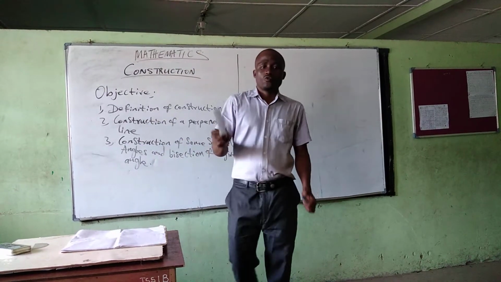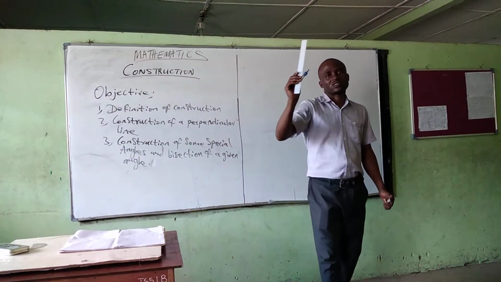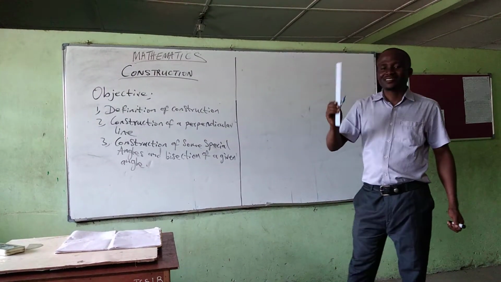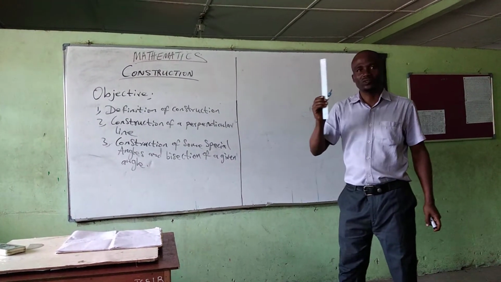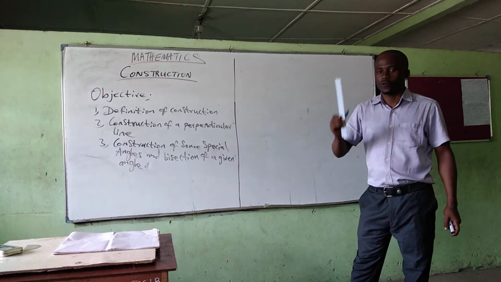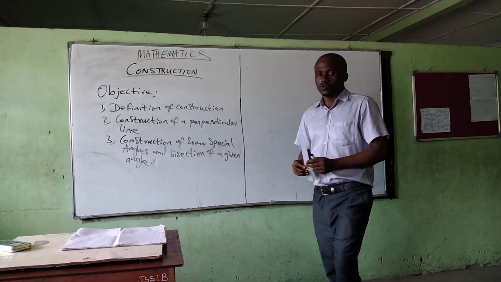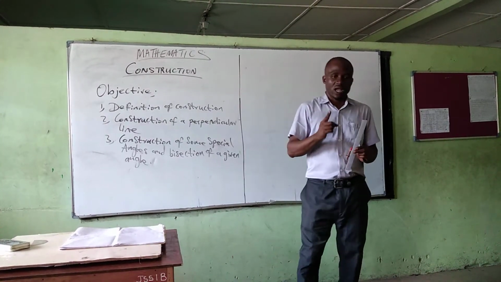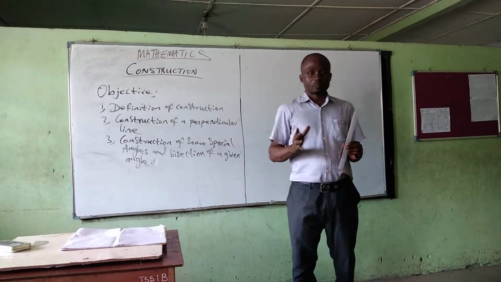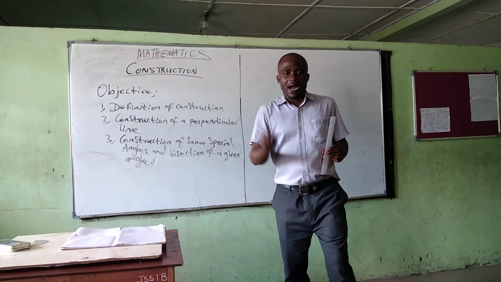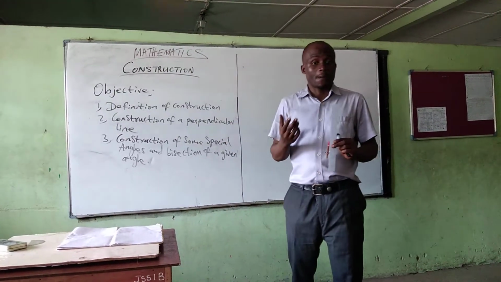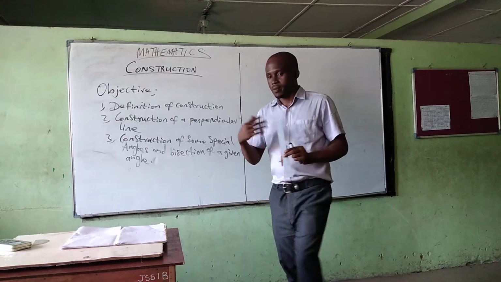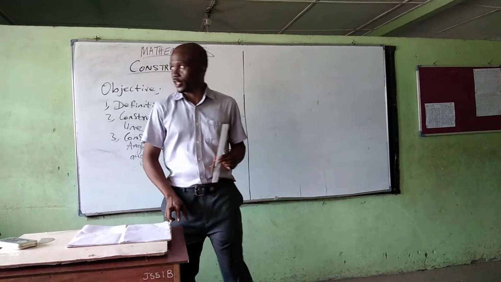It means when you're constructing, these 3 things I'm holding now are the basic, necessary things you're supposed to use for your construction. So once again, construction in geometry simply means to draw shapes, angles or lines accurately by using a compass, straight edge or ruler, and a pencil. That's what construction is.